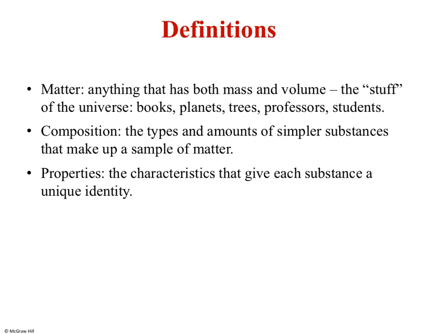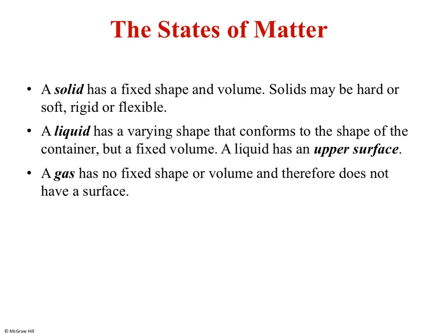Okay, so like I said, we were going to do some definitions. So matter is anything that has mass and volume. And we're talking about the properties that give the substance its unique identity. Okay, so the other thing I want to talk about, what is the difference between a solid, liquid, and a gas? A solid has a fixed shape, okay? So you can look at these molecules, they are very close together, okay? So this would be a solid.